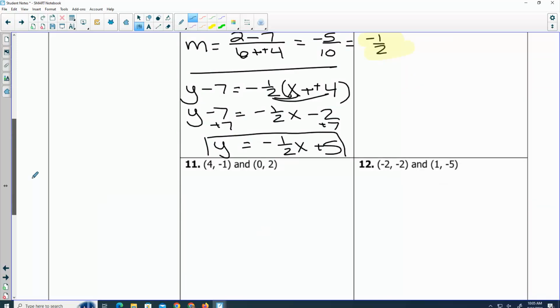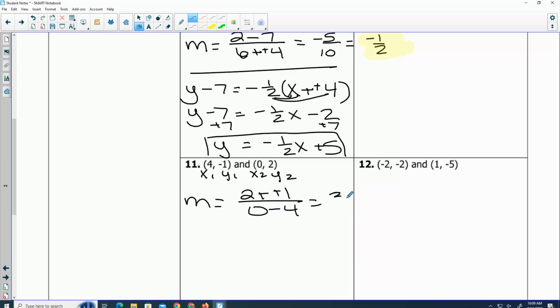Let's try number 11. See if you can get that one. x1, y1, x2, y2. So y2 is 2 minus negative 1. x2 is 0 minus 4. So 2 plus 1 is 3. 0 minus 4 is a negative 4. So my slope is negative 3/4. A couple people lost that negative there, which messed up the rest of the problem.